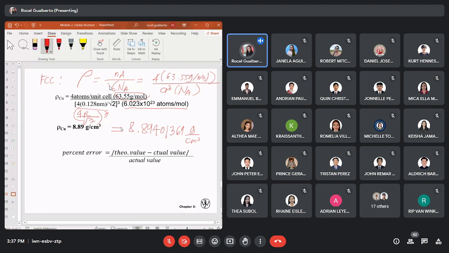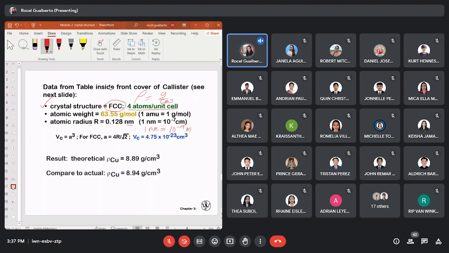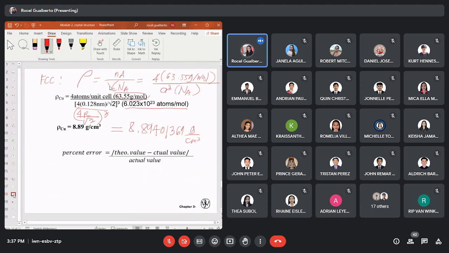Okay, kanina nga po doon sa atin na table, meron na po doon nakalagay na density. This is the actual density. So ang gagawin po natin ngayon is to see how close yung ating nakuhang answer to the real value. So, this is called the theoretical value.